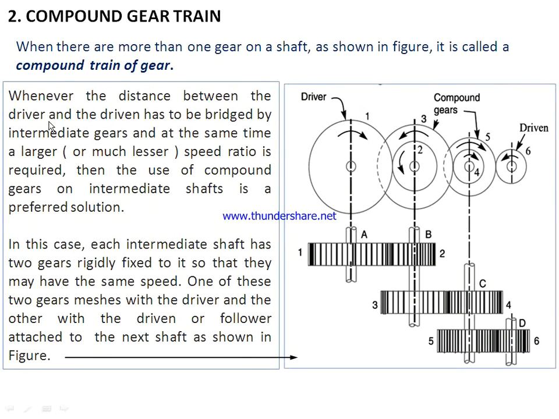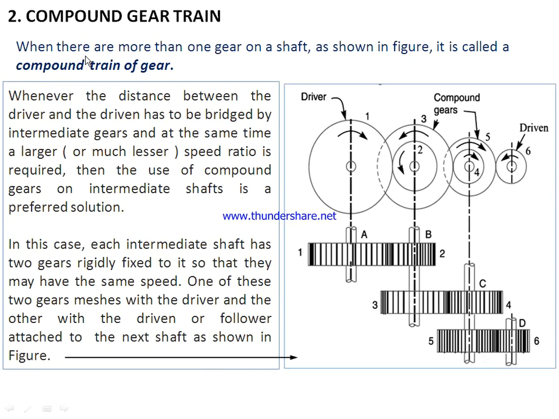Now, the second type of gear train is called a compound gear train. When there is more than one gear on a shaft, as shown in this figure, it is called a compound train of gear. For example, this is shaft B. On this shaft B, two gears are mounted, number 2 and number 3. Similarly, on this shaft C, two gears are mounted, 4 and 5.